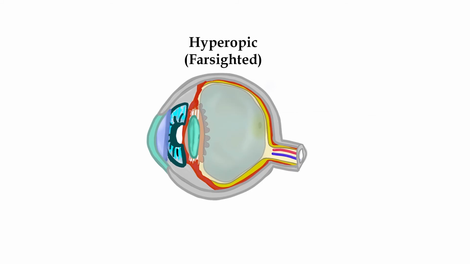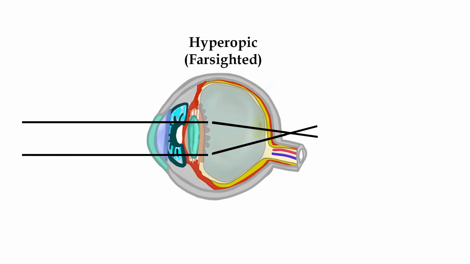And what about an eye that's too short? Well, we call that hyperopic or farsighted. And with a farsighted eye, as the light enters the eye and then refracts through the lens, the focal point is going to land behind the retina. So what the retina is picking up is before the focal point. And again, it's going to be blurry here as well.